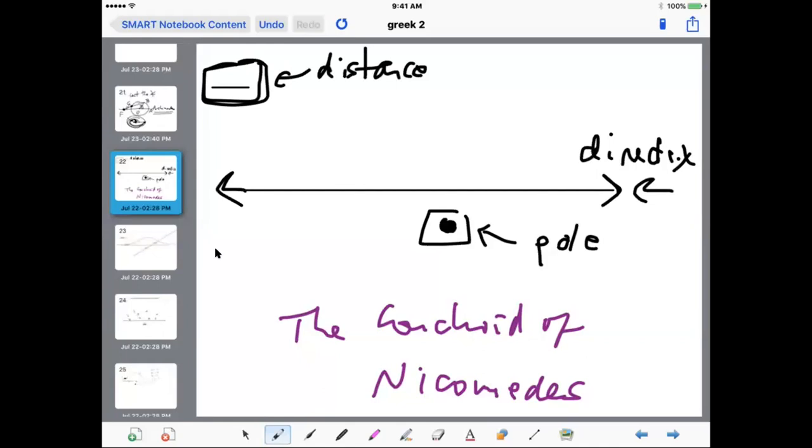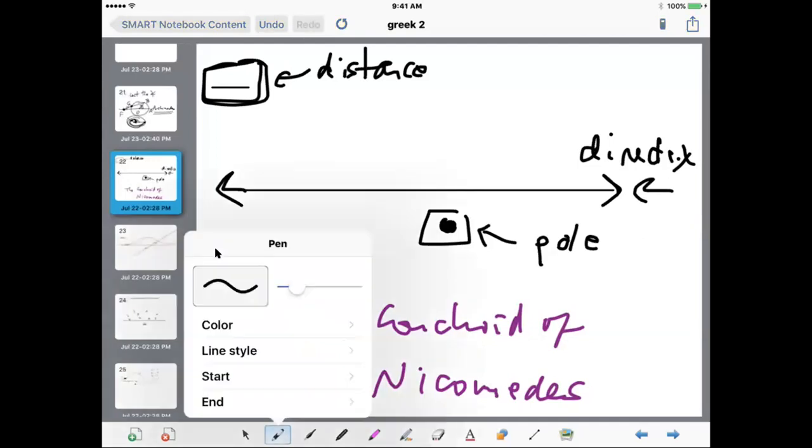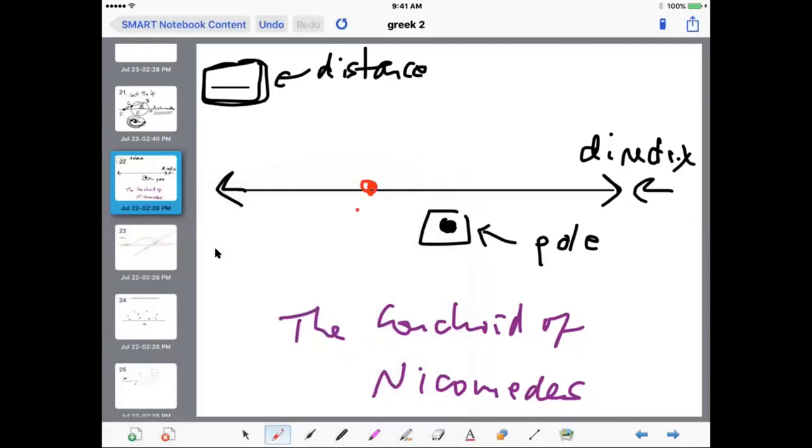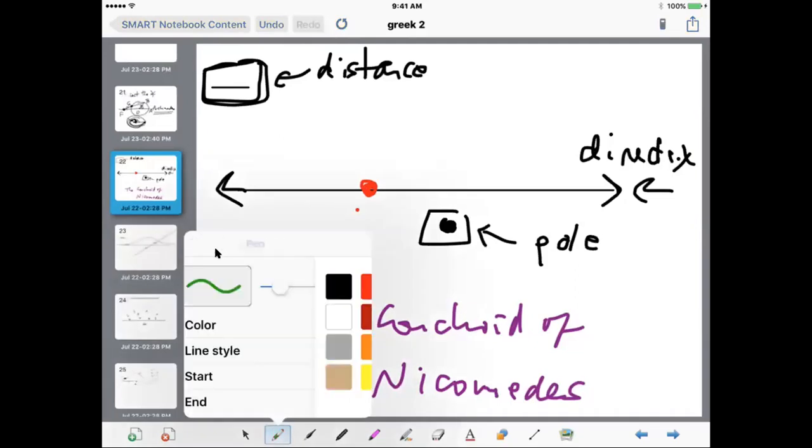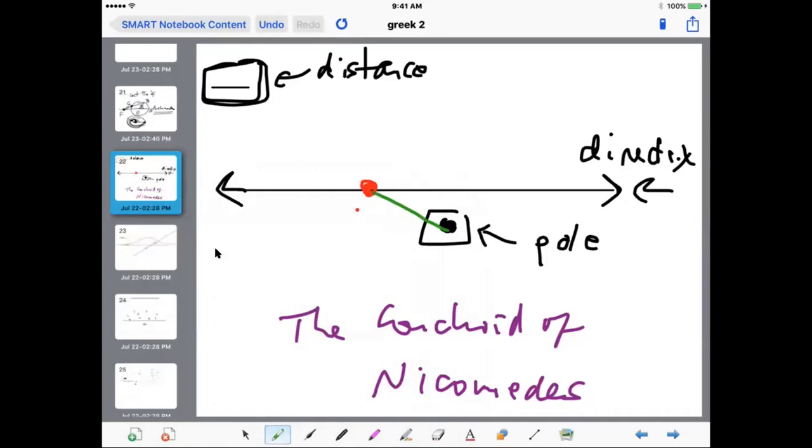Now here's how you find points on this concoid. What you do is you pick a point on the Directrix, anywhere you want, and you connect the pole to the Directrix. And now listen very carefully.